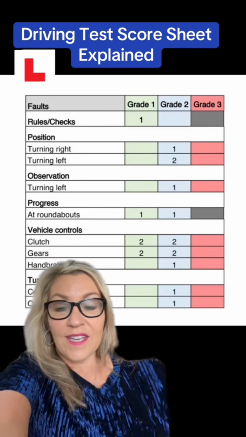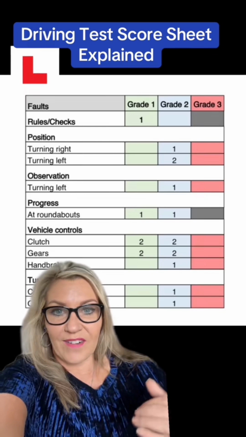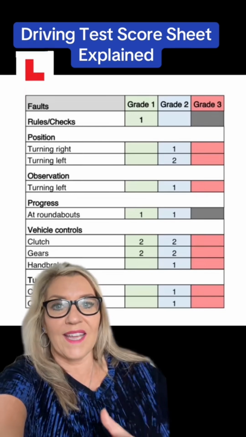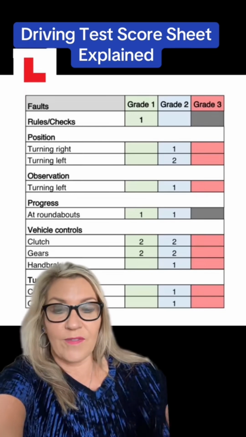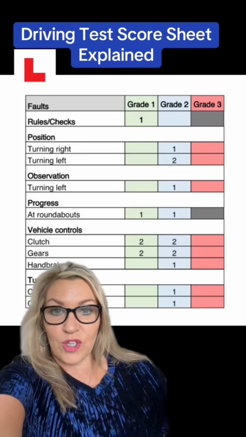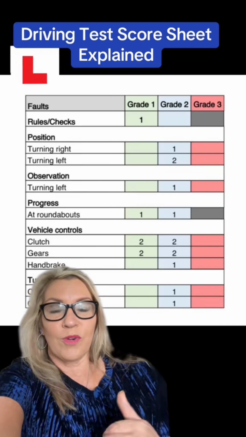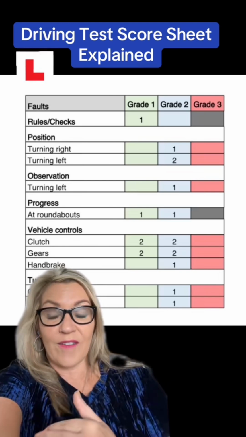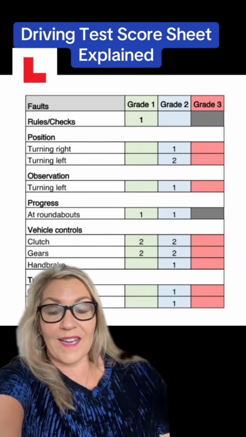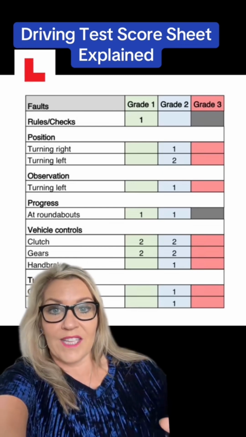Observation turning left. This simply means that you did not carry out the correct observation when taking the left. The tester obviously felt that you didn't see something that you should have seen when making that left turn. Again, I don't know what exactly you did, but remember, when we're turning left, we look left, we look right, we look left, we look right again to make sure that the left-hand turn that we're taking is safe.